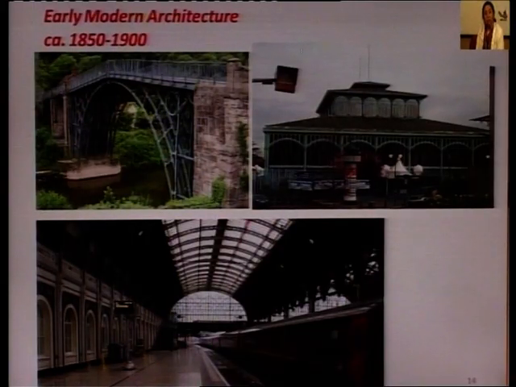So here are examples of utilitarian structures. On the left top you see the Severn Bridge, which is a cast iron bridge by Darby. On the right you see a marketplace, and on the bottom you see the train station. So all these are actually utilitarian buildings of the Industrial Revolution, because the Industrial Revolution also had demands which were modern.